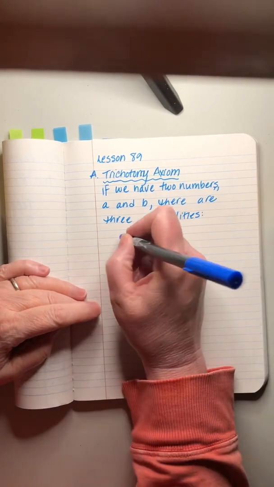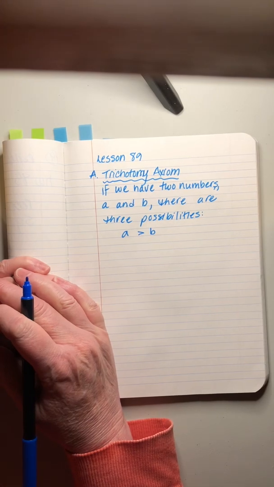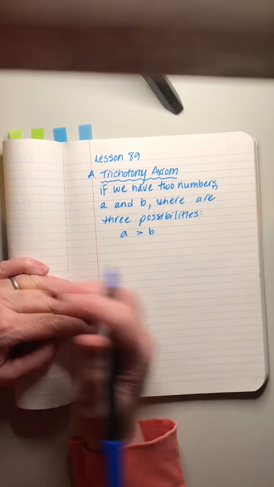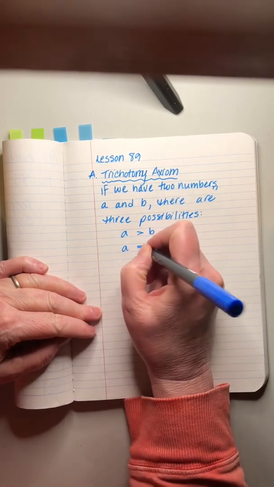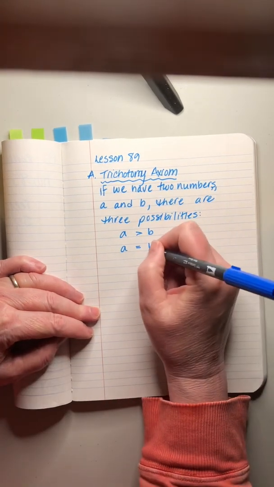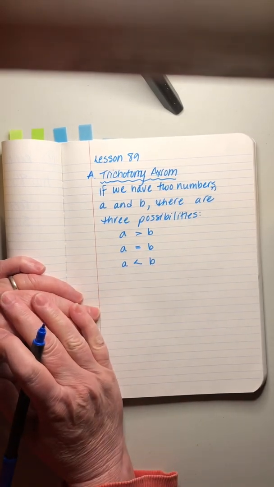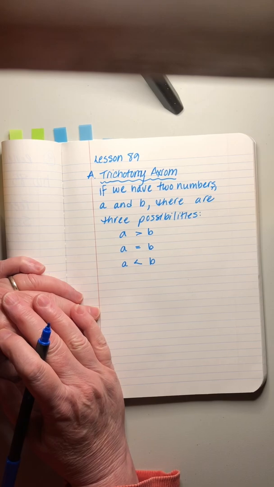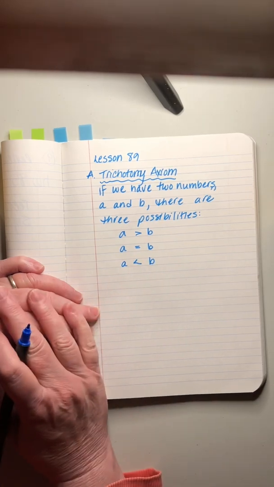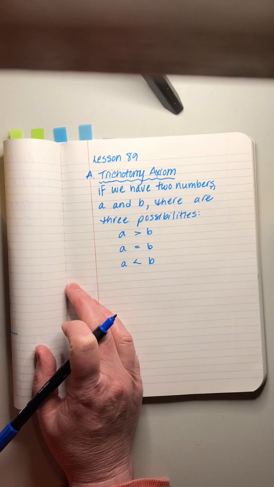The first possibility is that A is greater than B. All right, I hope you're shaking your head up and down going, yeah. The second one is that A is equal to B. And the third one is that A is less than B. This is not exactly challenging, is it? 2 numbers, either the first one is greater than, equal to, or less than the second one. That's all there is to the trichotomy axiom.